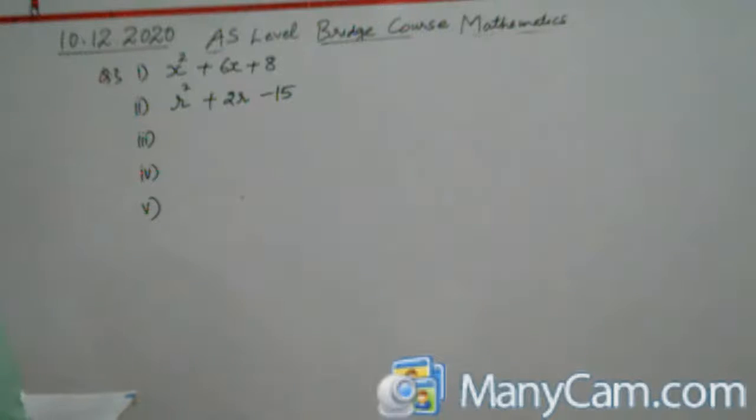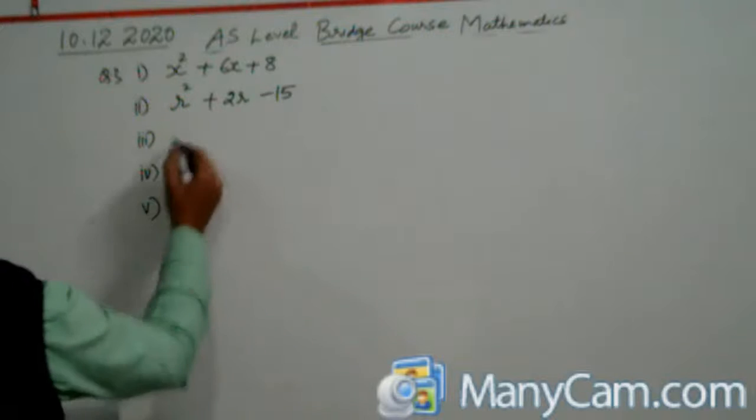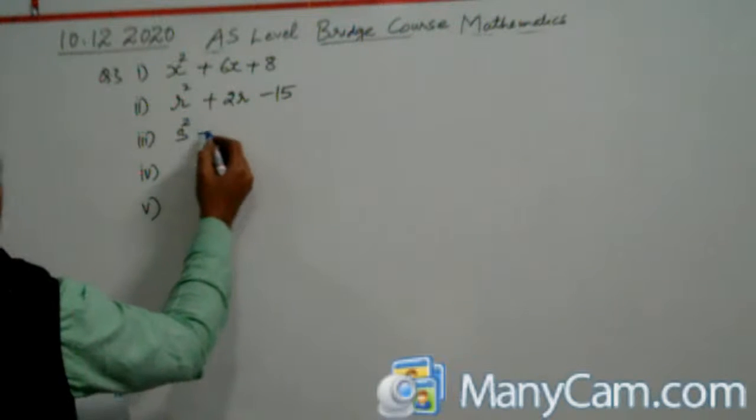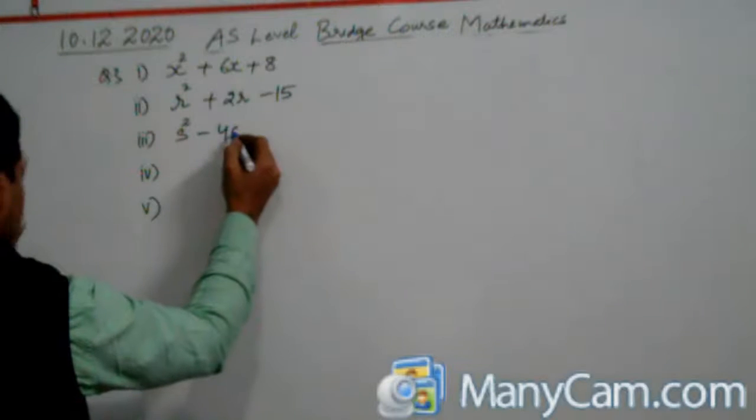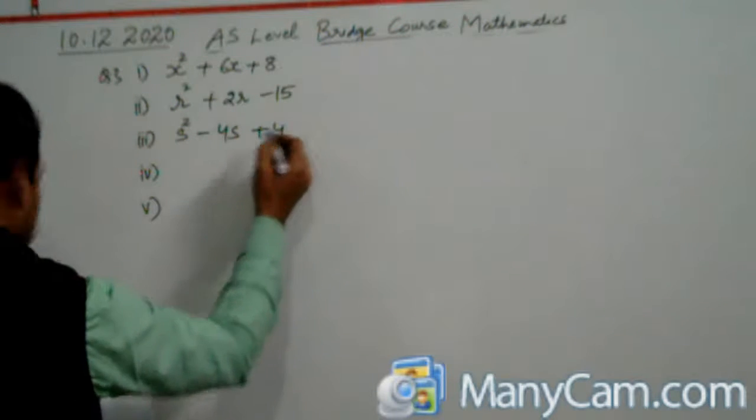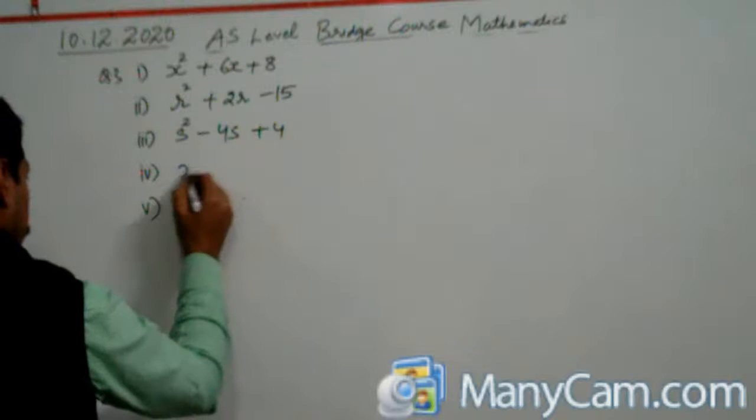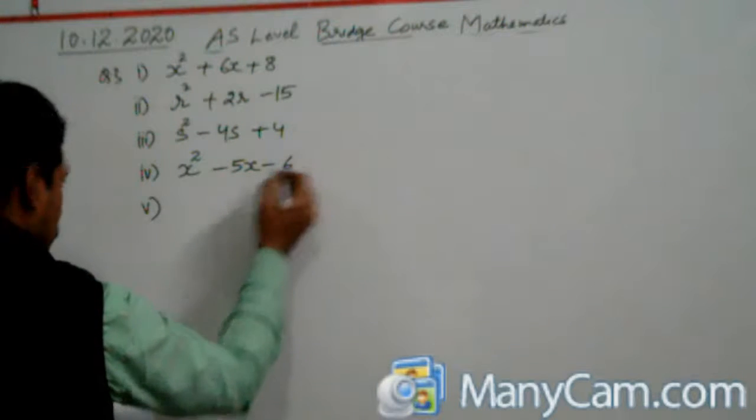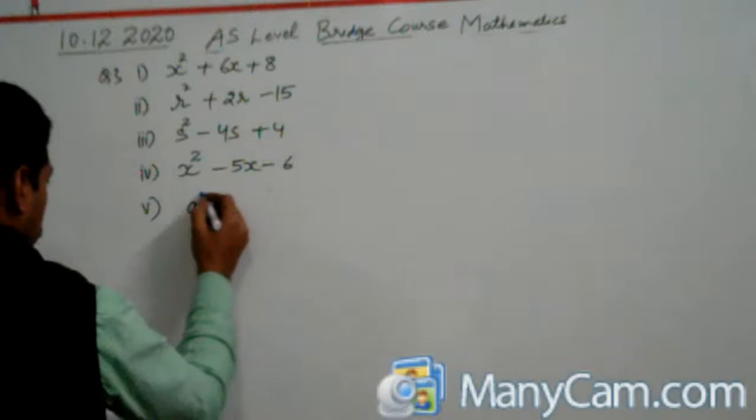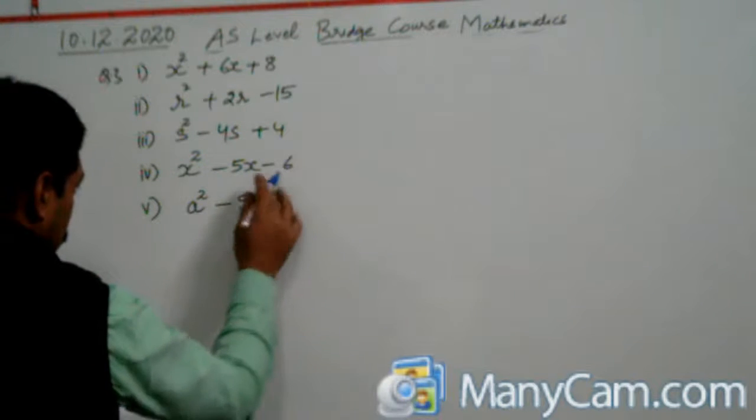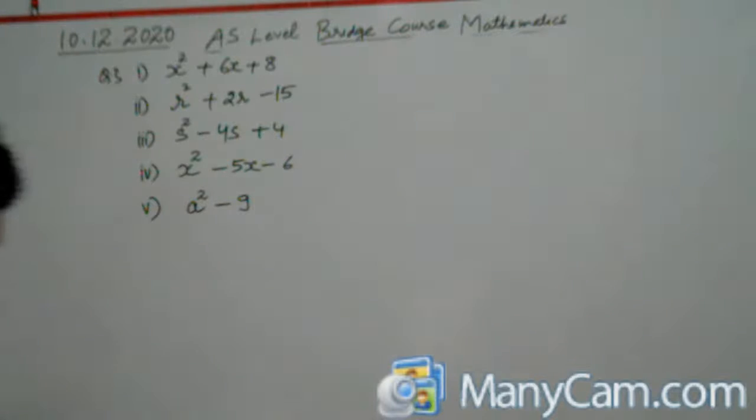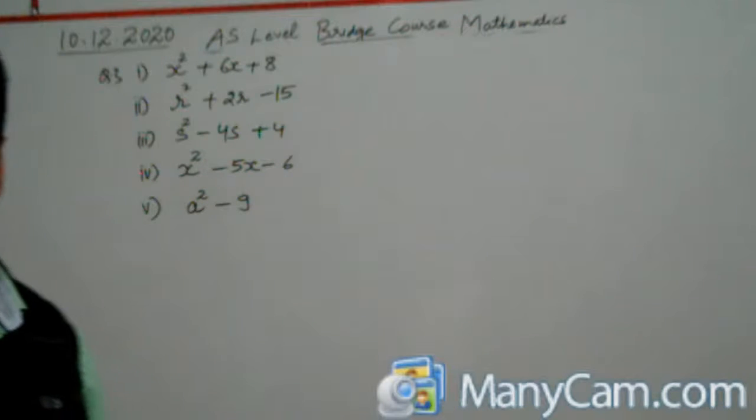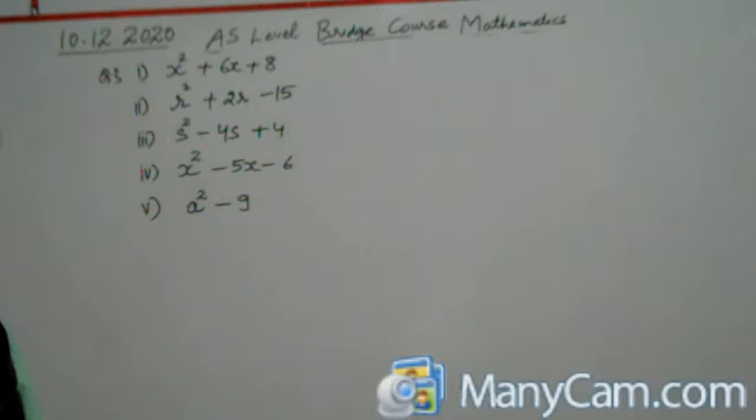And next is s square minus 4s plus 4, and x square minus 5x minus 6, and a square minus 9. There are so many, again 10 parts here. I have chosen only 5 parts, right? So go on factorizing.